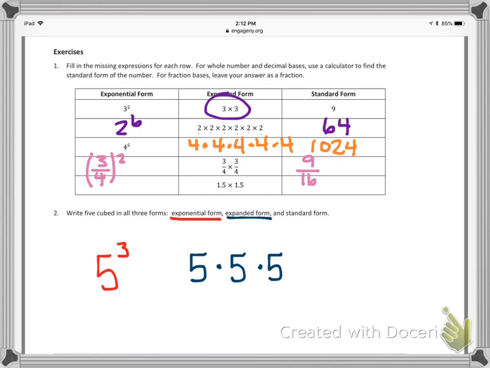And then standard form, I'm just going to evaluate. I'm just going to tell you what that answer is. What is 5 times 5 times 5? It's not 15. A lot of people make that mistake. We're not adding here. We're multiplying. It's 5 times 5. That's 25. So we're breaking it down piece by piece. 5 times 5, 25. Now I have 25 times 5. And 25 times 5 is 125. Okay, when we evaluate.